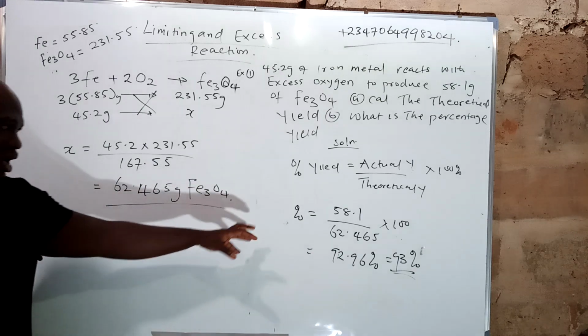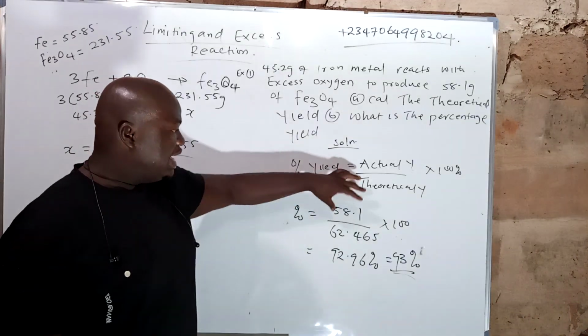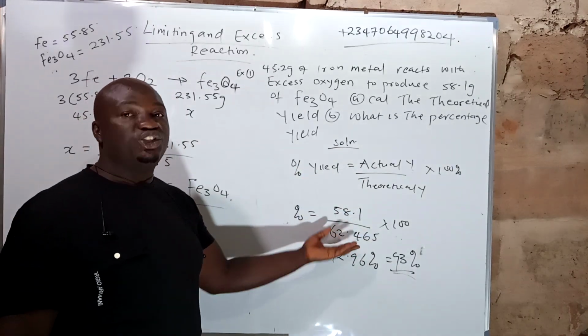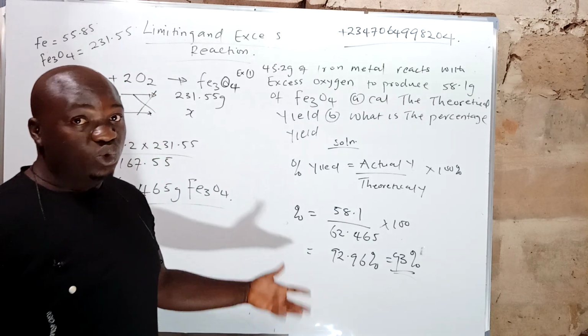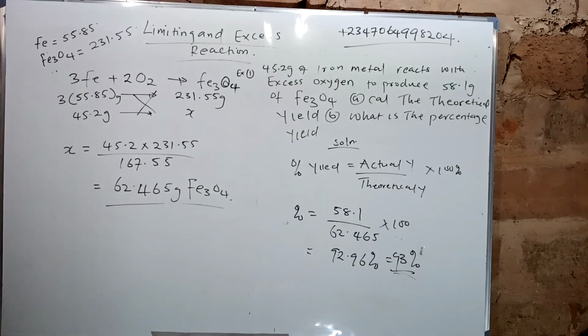Now, I want you to know something again. The actual yield is always lesser than the theoretical yield. The actual yield will always have a lesser value than the theoretical yield. So those are the few points. Let's go to the second example.